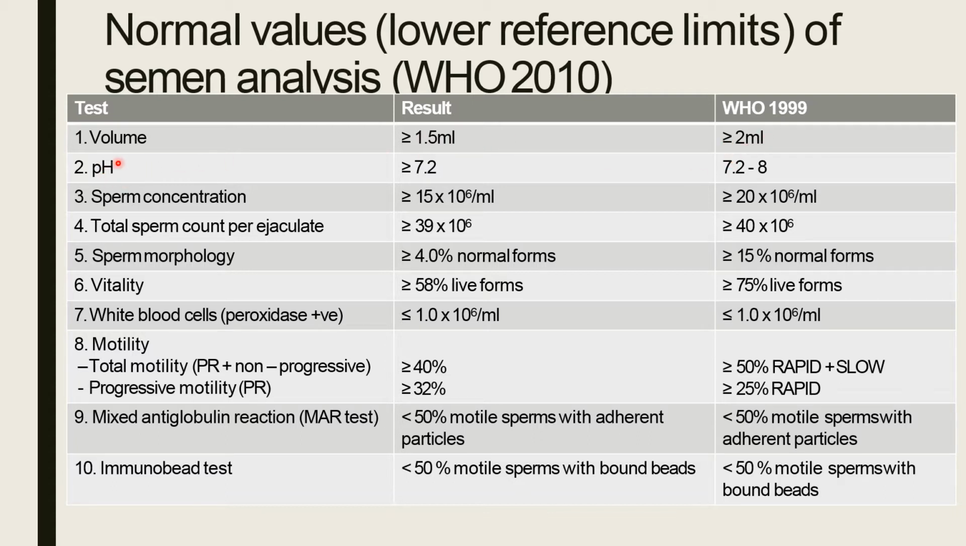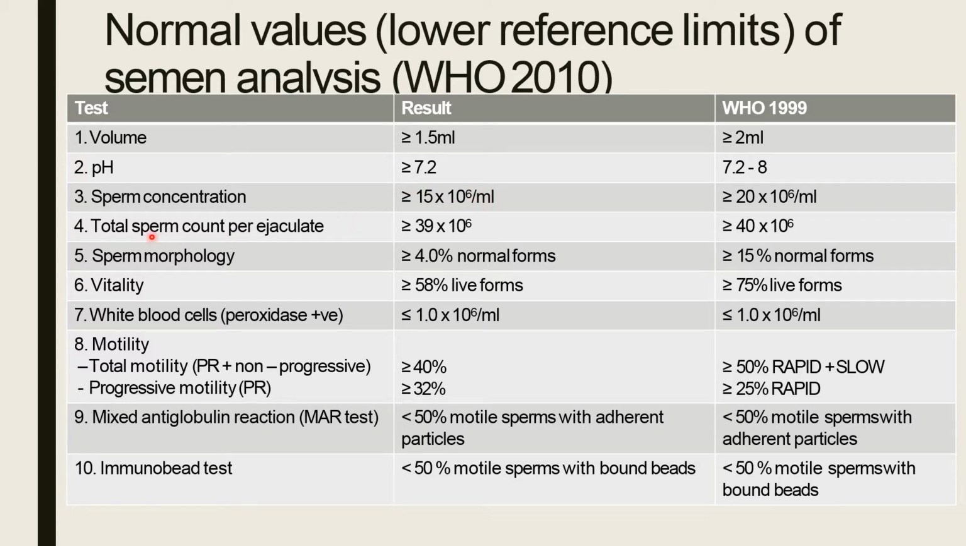Similarly, pH of the semen should be at least 7.2, or any value greater than 7.2. In the 1999 criteria it was 7.2 to 8 only. Sperm concentration has also been reduced from the 1999 criteria. In 1999 the normal sperm concentration was 20 million sperm per ml, but now it is set to 15 million sperm per ml or greater than that.